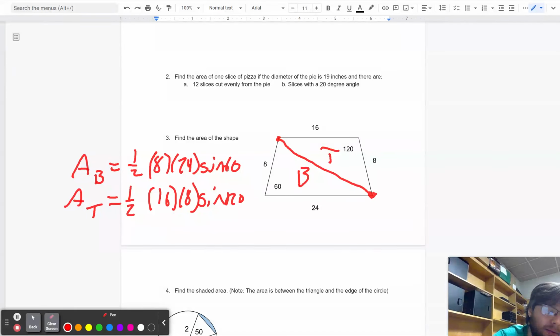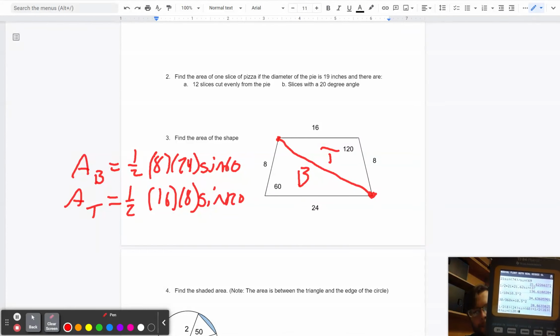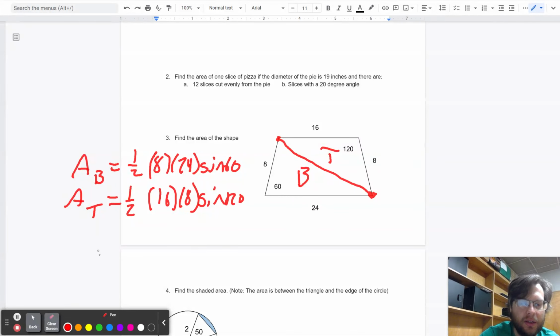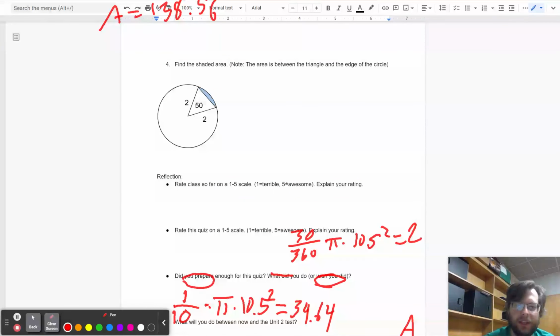So 1/2, I'm going to type it all in as one long thing. You can see how I typed it all in there. Just one long line. Ends up being a total area of 138.56. And then the last one on the quiz was finding the shaded area.